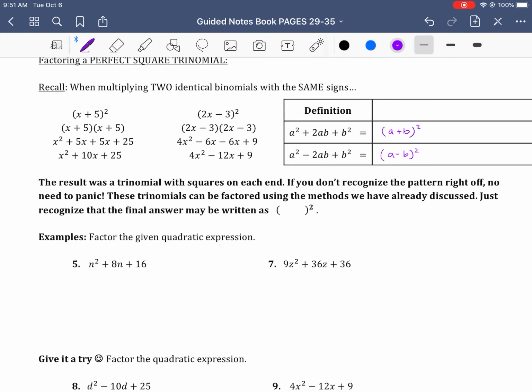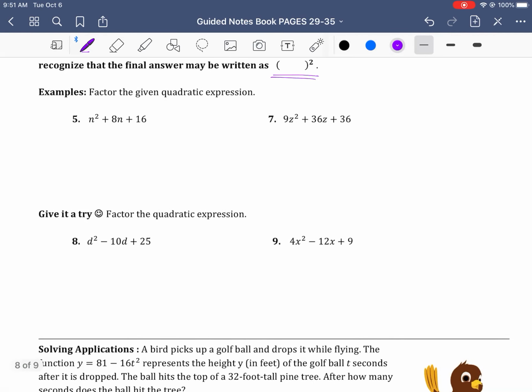But again, if you notice this bold thing right here, it says the result is a trinomial with squares on each end. If you don't recognize this pattern right off, no need to panic. These trinomials can be factored using the methods we've already discussed. Just recognize that your final answer can be written as a binomial squared. So let's look at a couple of these.